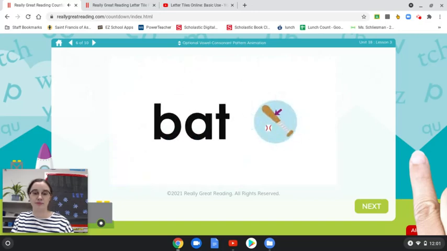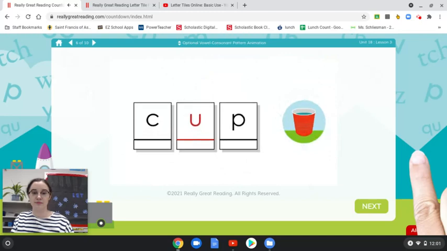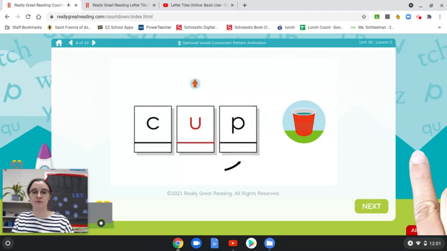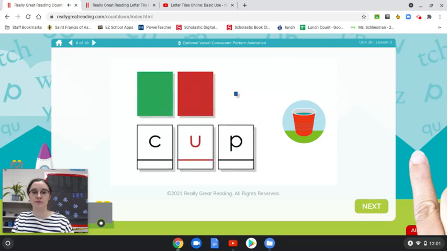Today we're going to learn about a pattern that we can see in lots of words. When we see a word with one vowel letter and one or more consonant letters after the vowel, we call that a vowel consonant pattern. Let's look at this word. I see this word has one vowel letter, the letter U. There is a consonant letter after the vowel, the letter P. When a word has one vowel letter with one or more consonant letters after it, it has the vowel consonant pattern. When I see this pattern, I know that, most of the time, the vowel will say its short sound. K, p, cup.